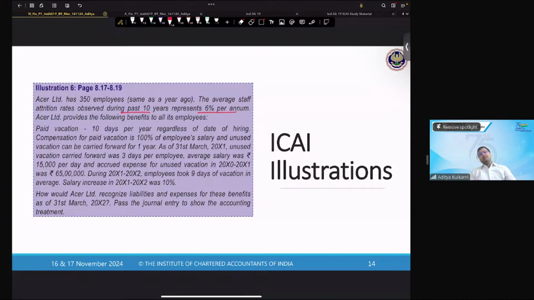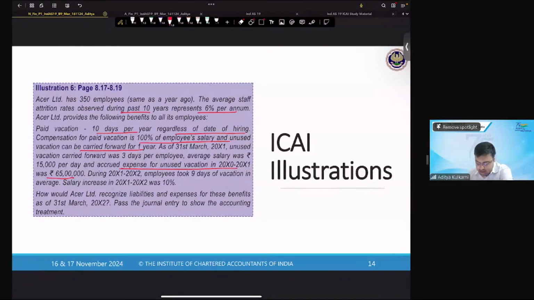That means at any point of time, 6% staff will be new, 94% will be old. Acer Limited provides the following benefits to all of its employees. Paid vacation, 10 days per year, regardless of the date of hiring. Compensation for paid vacation is 100% of employee salary, and unused vacation can be carried forward for 1 year. As of March 20X1, unused vacation carried forward was 3 days per employee. Average salary was 15,000 per day, and accrued expense for unused vacation, that is what I had accrued in the previous year, was 65 lakhs.